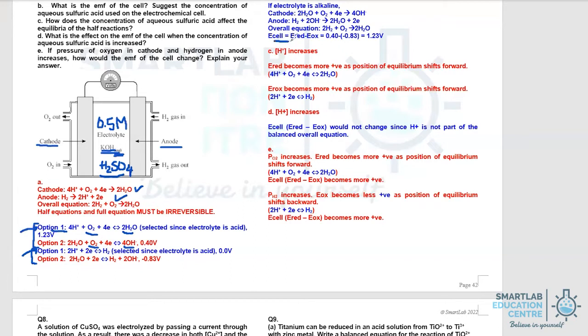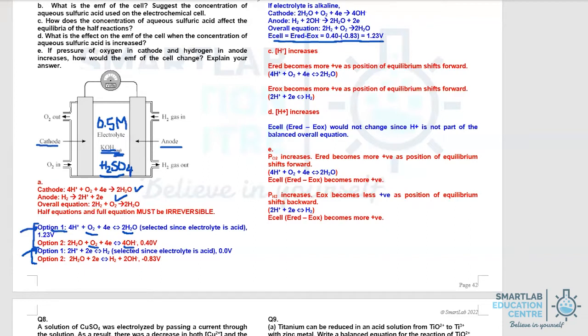With option 1 selected for both, these two are now the half equations when the electrolyte becomes acidic. And what is interesting is that the E cell value also turns out to be 1.23 volt. It is important to note that the standard cell potential remains 1.23 volt regardless of the pH of the solution.